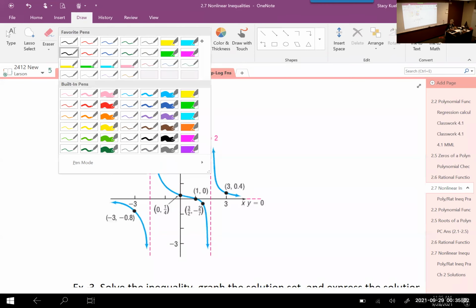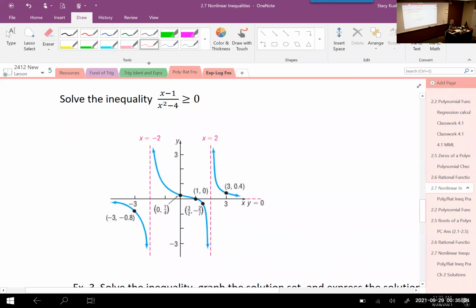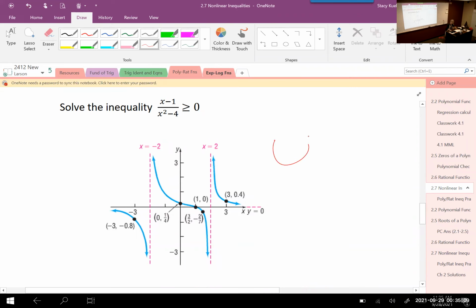No. So it would be a parentheses there at the asymptote, right? Yeah? Okay. So I would have a parentheses here up to, would I include 1? Yes, I would, wouldn't I? Why would I include it? Because it's equal to 0. Because it's greater than or equal to 0, right? And then what?